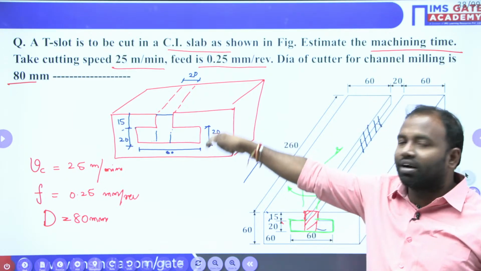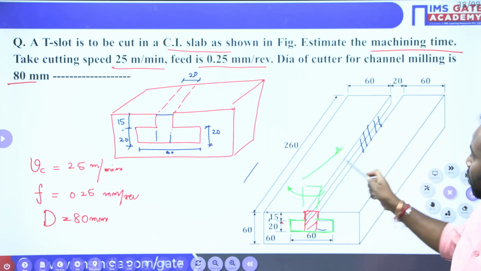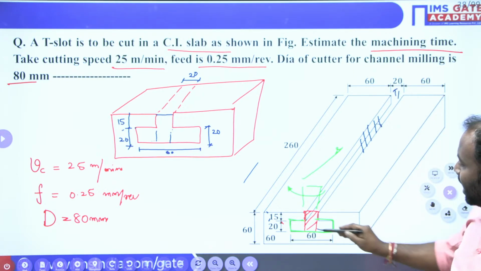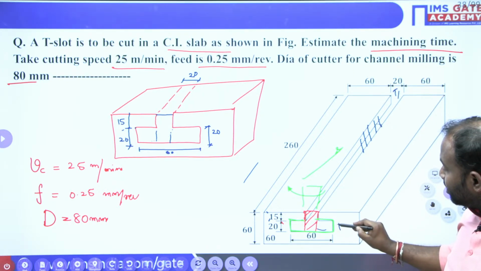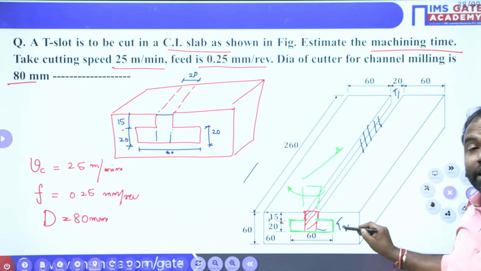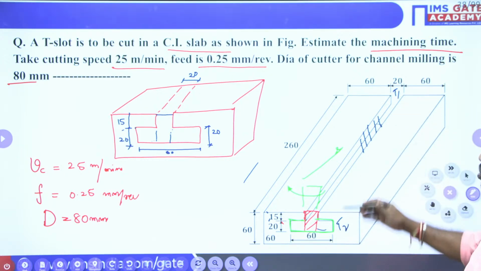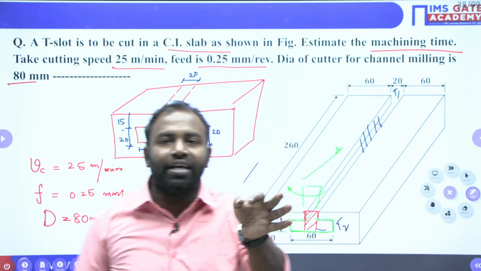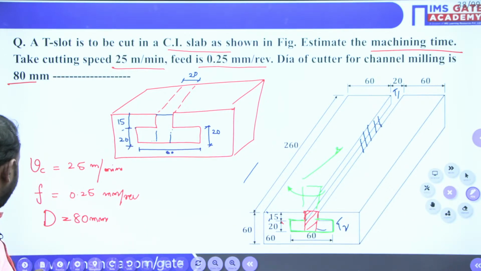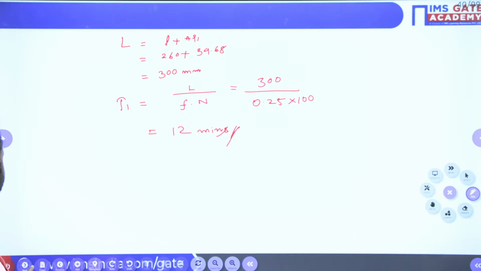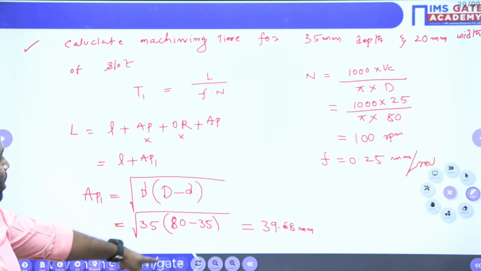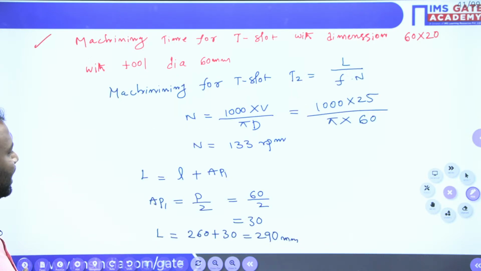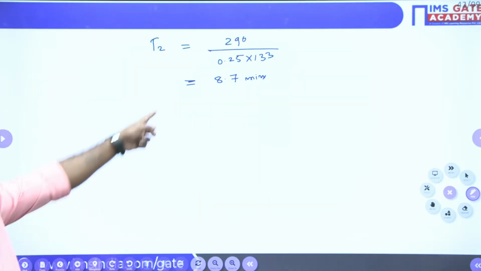total T-slot on the given workpiece, right? Now for calculating the machining time of the 20 mm slot, I have considered T1, and for calculating the machining time of the 60 mm width of the slot it is T2. Now T1 plus T2 gives the total machining time for producing the T-slot. Clear everybody? Okay, right. Now here T1 plus T2 is equal to your total machining time. What is T1 here? So T1 we got 12 minutes, and T2 we got 8.7 minutes.